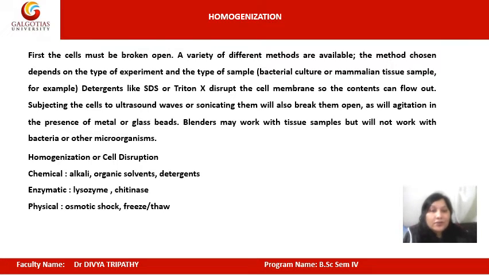See, homogenization or cell disruption may be of many types. Chemicals can be used, and the chemicals used for this purpose are generally alkalis, organic solvents, and detergents. Enzymatic methods involve the use of lysozyme and chitinase. These are the enzymes we know. And physical methods involve osmotic shock or freeze and thaw methods.